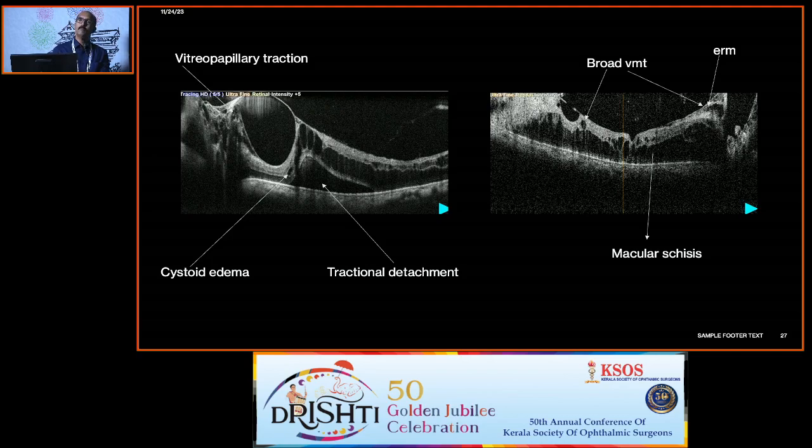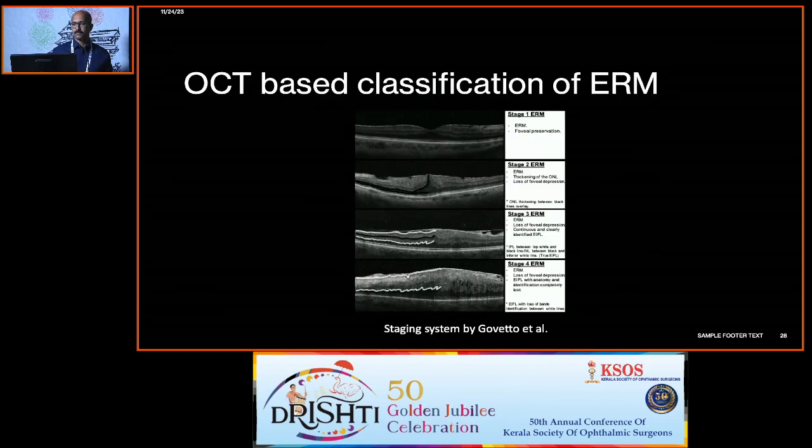There are certain not so good, or bad, prognostic signs following vitreomacular interface abnormalities, like when the patient has a vitreopapillary traction, a cystoid macular edema, tractional detachment, a macular schisis, or a broad-based vitreomacular traction. An epiretinal membrane along with the broad-based traction are all negative correlates to good visual acuity.